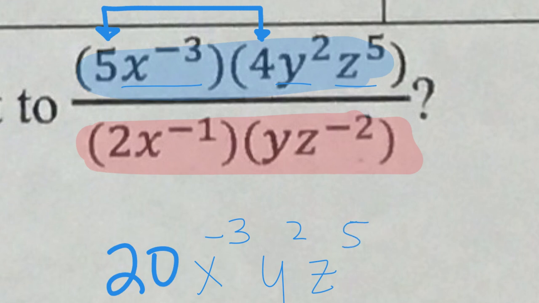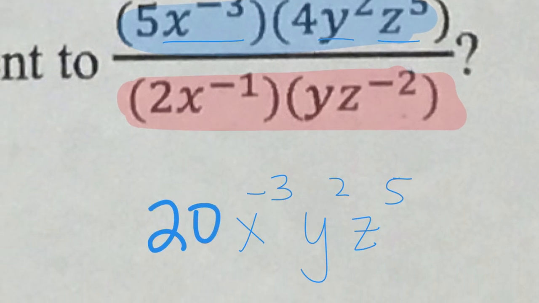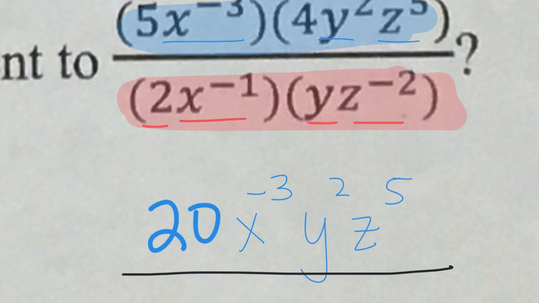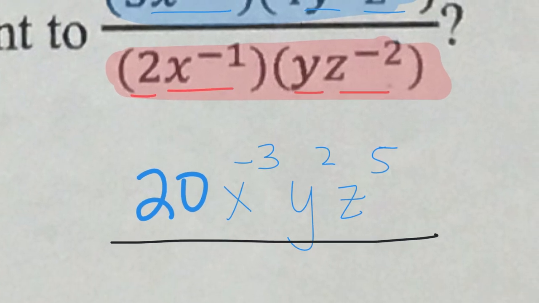And then I have my denominator. What was that? That was weird. My denominator, so I'm going to do the same thing. Are there any like terms at all in my denominator? There's a 2 term, there's an x term, a y term, and a z term. There are no like terms. That's just going to stay at 2, x to the minus 1, y, and z to the minus 2.